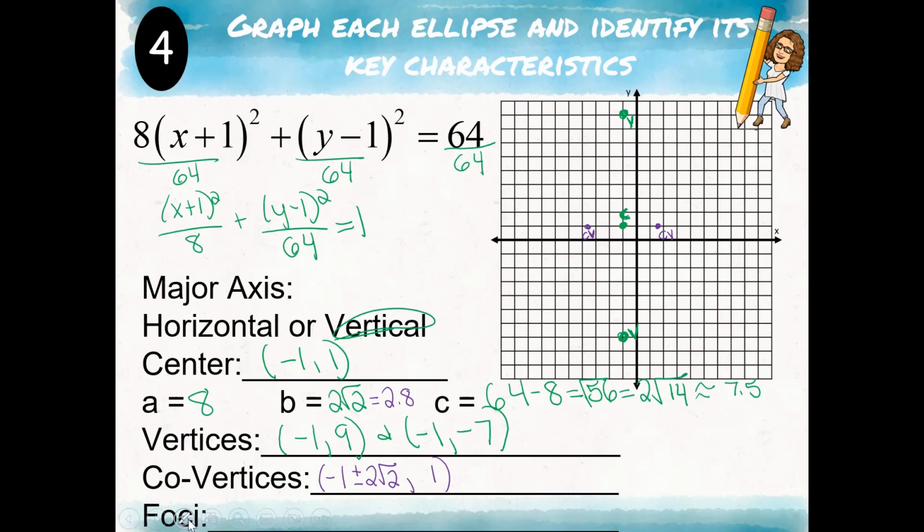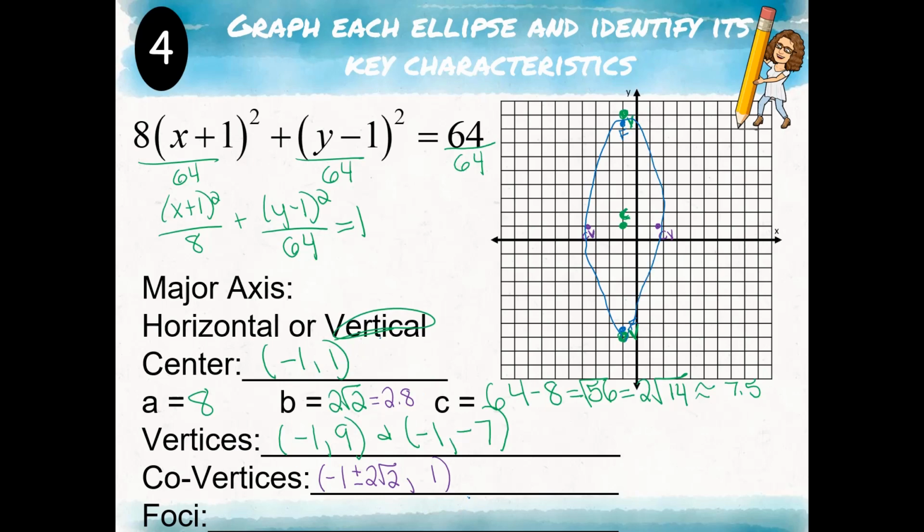Now, last color change here. Let's find ourselves some foci. So I have to go from my center vertically 7.5. So right here is one of my foci. The other foci is right here. And then I'm going to connect my dots, my vertices and my co-vertices. Did better that time than last time.